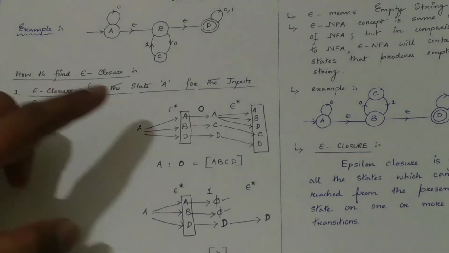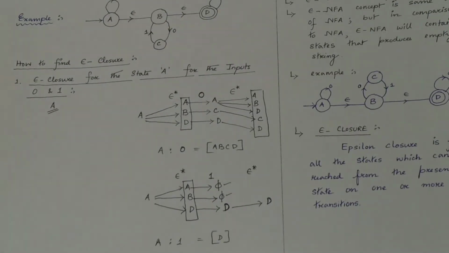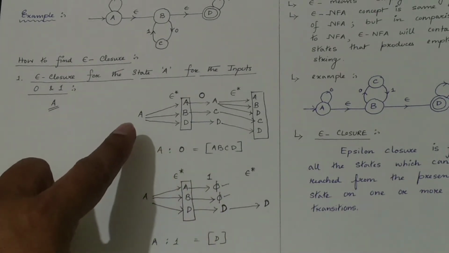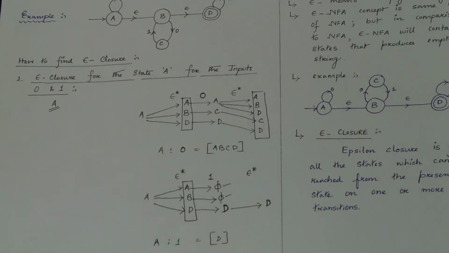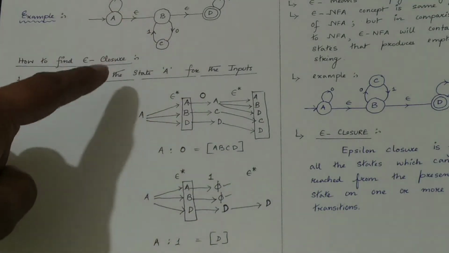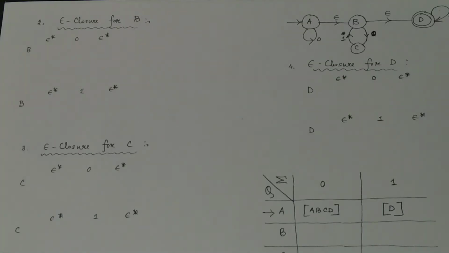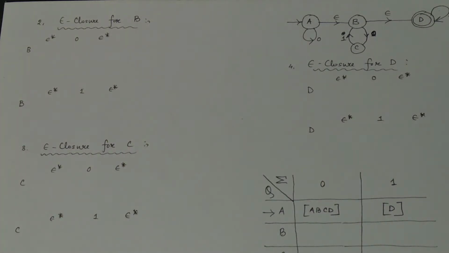So in this way I have found out for A. Clear? So A on seeing 1 goes to D. This is the final output that I have got for the epsilon closure for the state A on seeing 0 and on seeing 1. Clear? In this way I have to find out for B, for C, for D. Okay, so let me find out. I have already written this down and taken the reference from this diagram. Initially we found the epsilon closure for A.